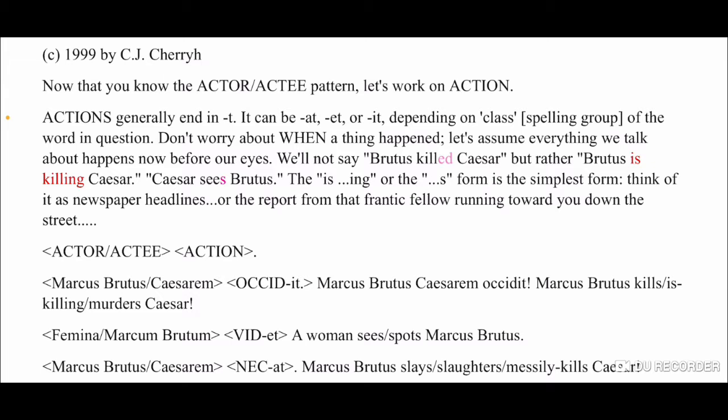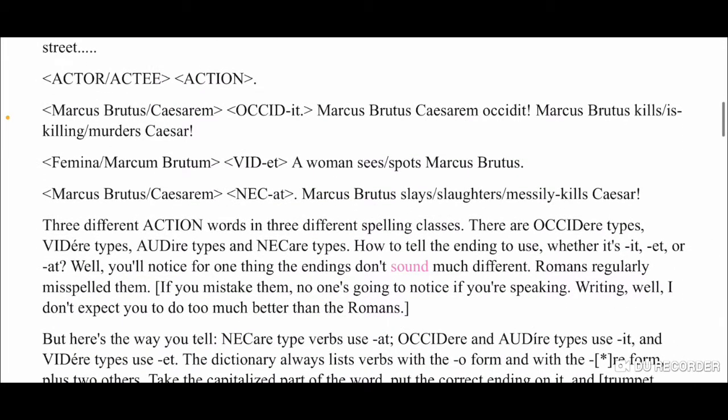We will not say "Brutus killed Caesar," but rather "Brutus is killing Caesar." "Caesar sees Brutus." The -us and -am, or the "is" form, is the simplest form. Think of it as newspaper headlines, or the report from the frantic fellow running toward you down the street. So we've got actor, actee, and we've got the action.